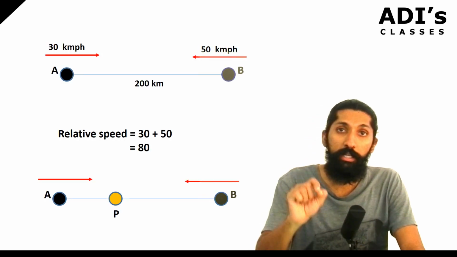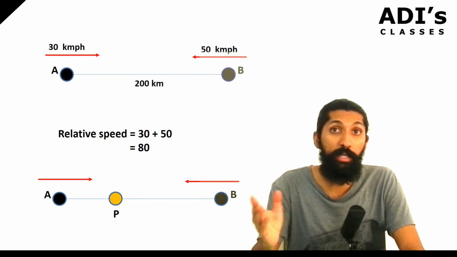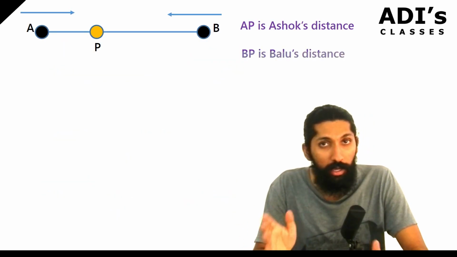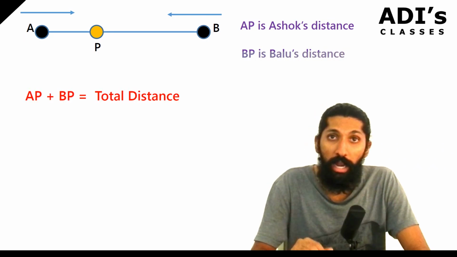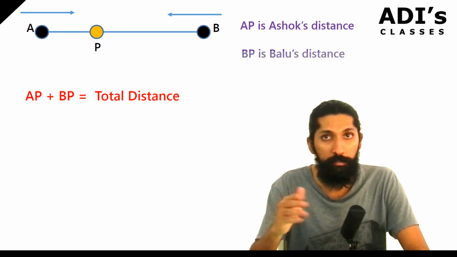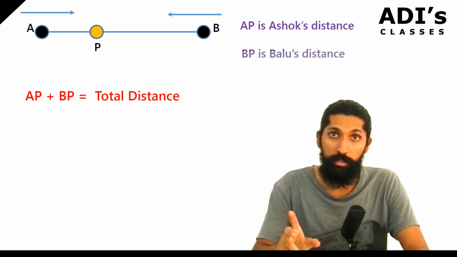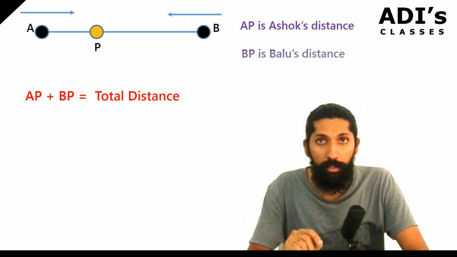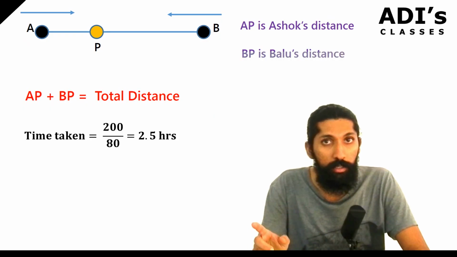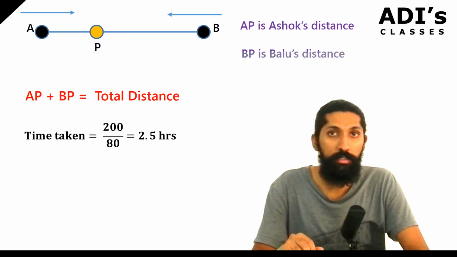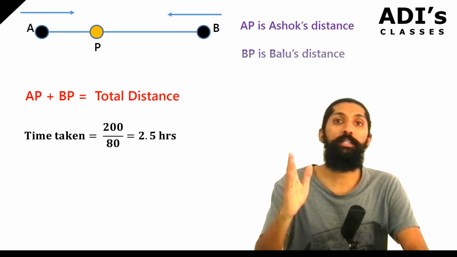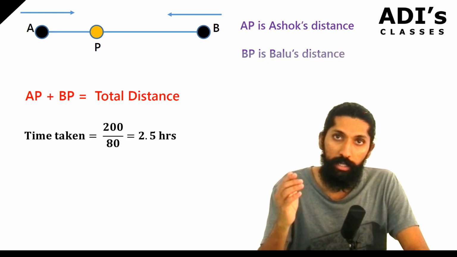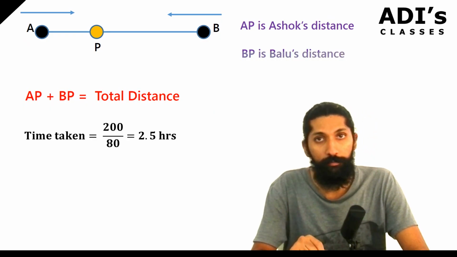Correct? So, A moves this way, B moves this way. You have a point, let's say P. P is the picnic point where both of them are meeting. What is the distance traveled by Ashok, which is AP? And BP becomes the other person's distance, correct? So you have two distances. When you add AP and BP, what is the total distance? AP plus BP, that's going to be 200, right? The total distance. So what will be the time? Total distance divided by the speed. 200 divided by 80, which gives you 2.5.